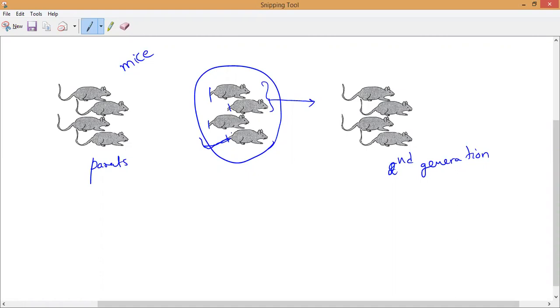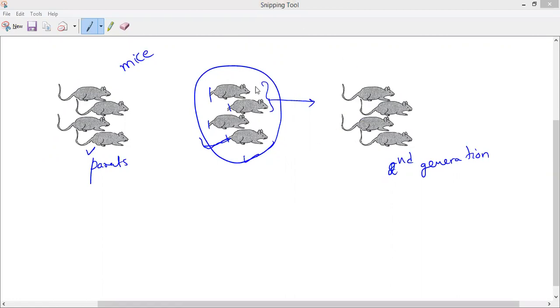So all the progeny of mice, you might notice, they have tails here. You can see that the tails have been cut completely, surgically. Now, if we allow them to breed, we will get new mice, but with full tails. So now you tell me, is it an acquired trait or an inherited trait?